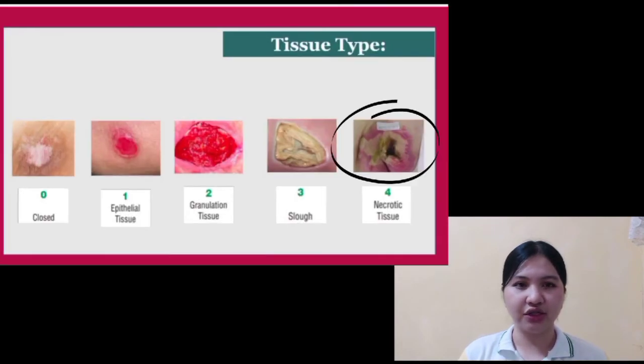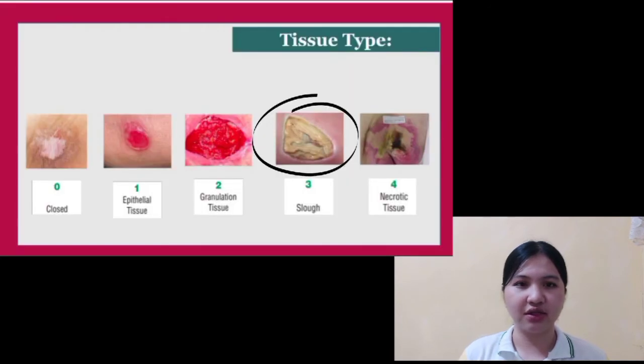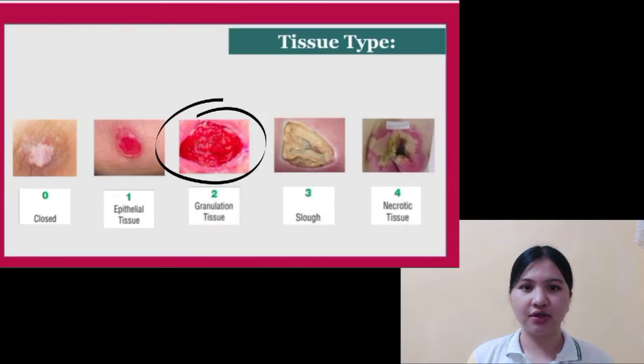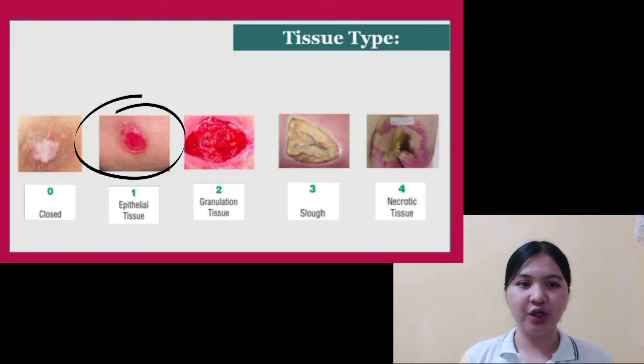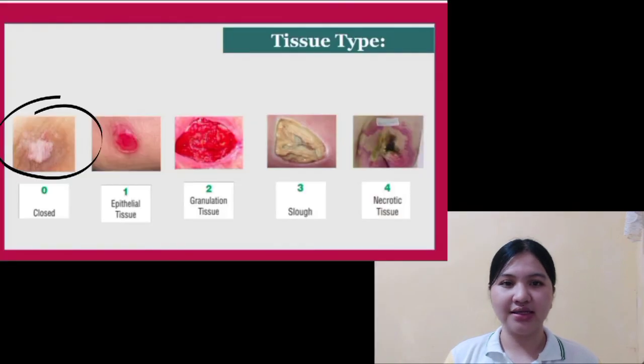If necrotic tissue is present, it is given a score of 4. If necrotic tissue is not present but slough is, it is given a score of 3. Granulation tissue receives a score of 2. A superficial wound that is re-epithelializing obtains a score of 1. And lastly, a score of 0 is given to a closed wound.